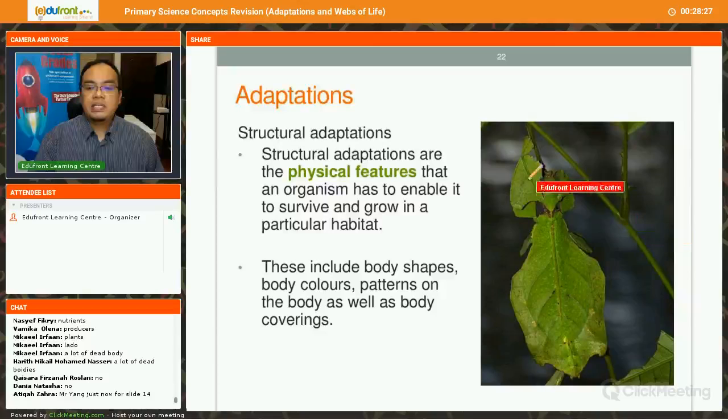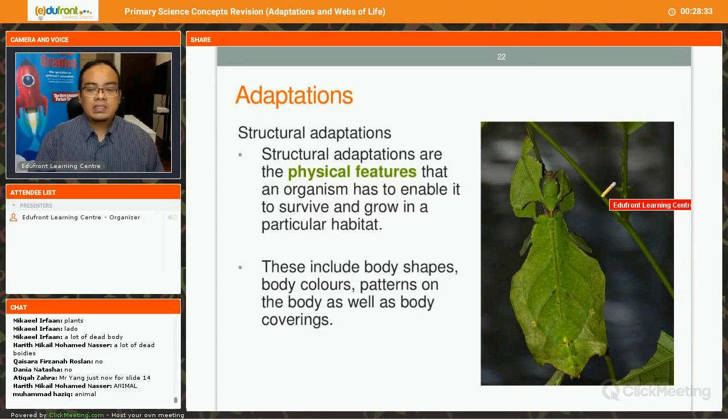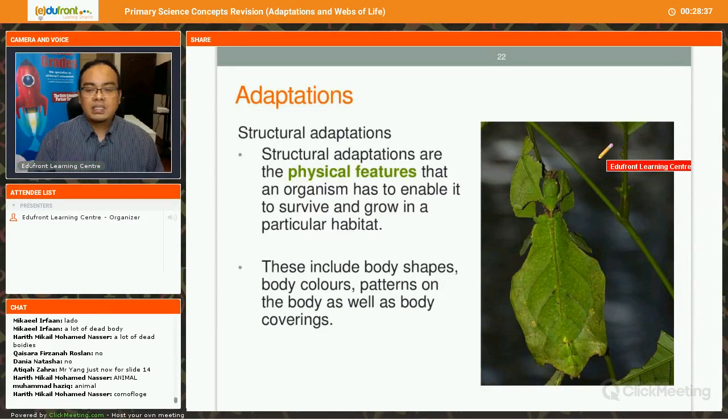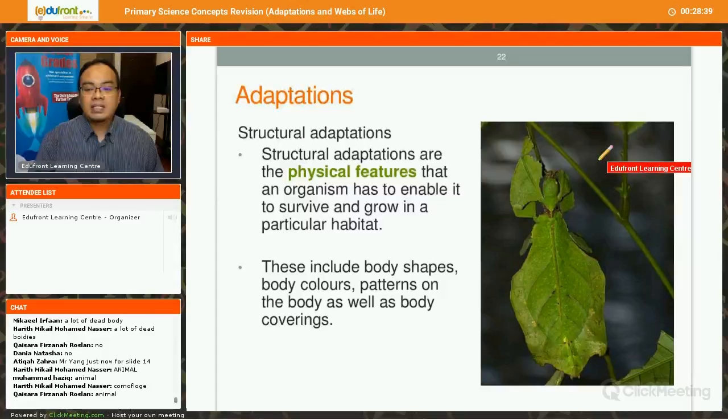So can you see this? What do you think this is? Is this an animal or a plant? Animal, how do you know, Mikael? What animal is this? Anyone knows what animal this is? This is a leaf insect.